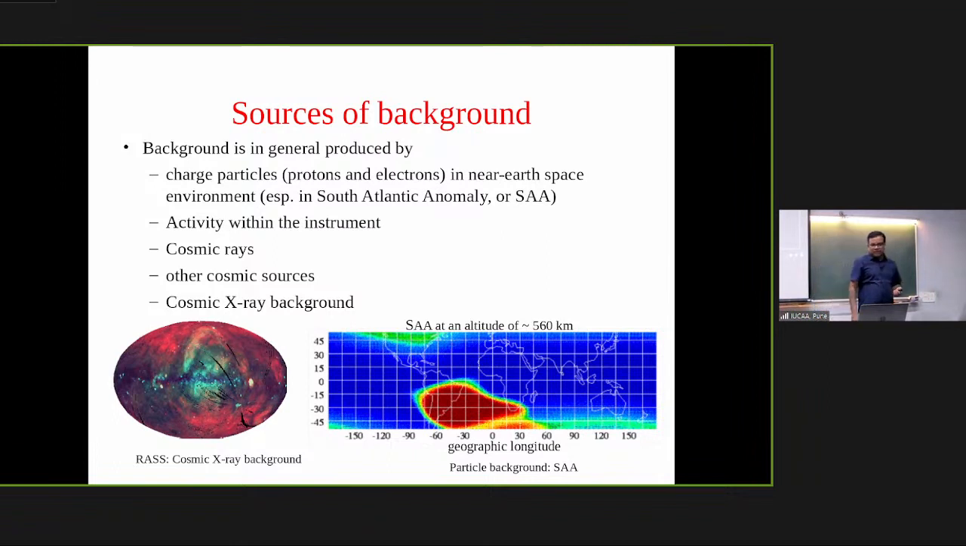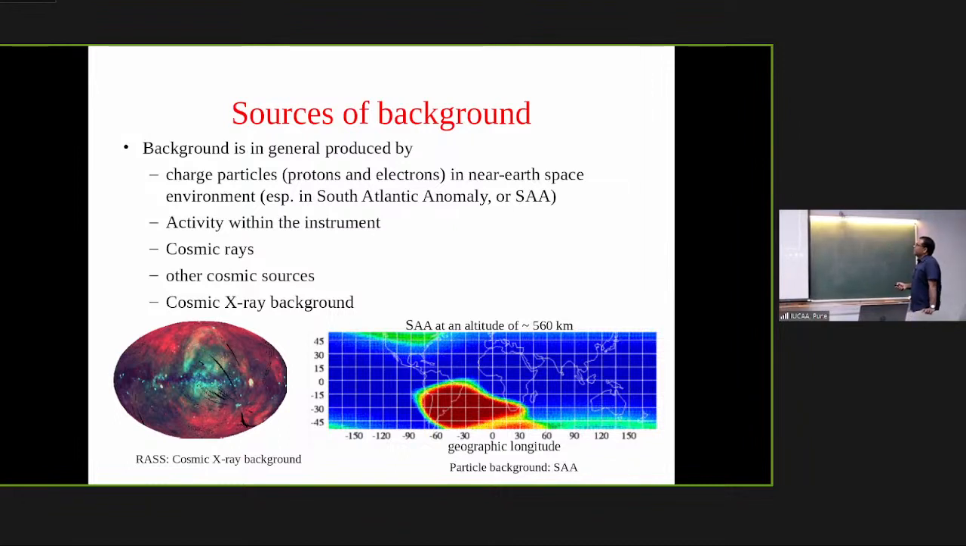The other things, which are more complicated, are the so-called internal background of the detector. So what really happens? In this case, the background is produced by charged particles, usually protons and electrons, because the satellite is orbiting in a space environment, and there are lots of charged particles which interact with the detector. These charged particles can generate signals, especially the electrons, which can be confused with X-rays. So that is one source of the background.